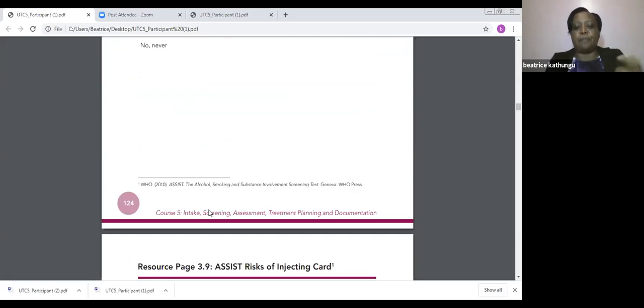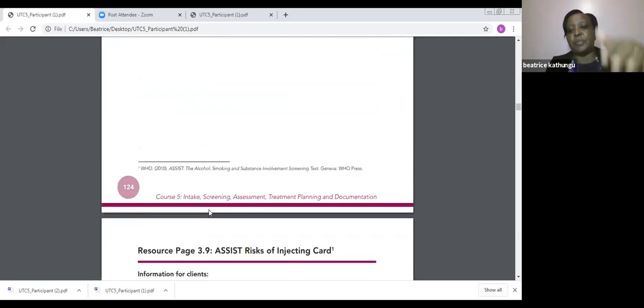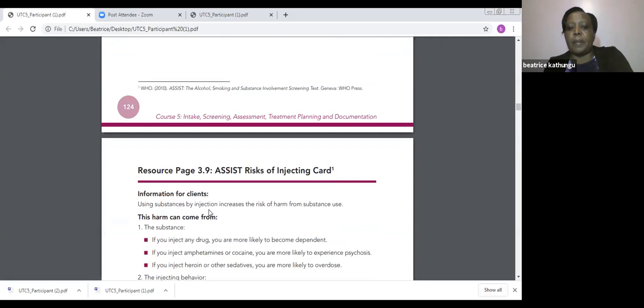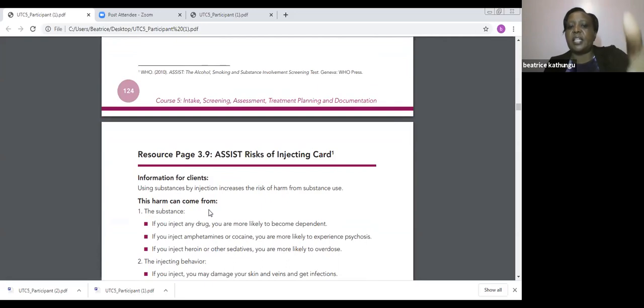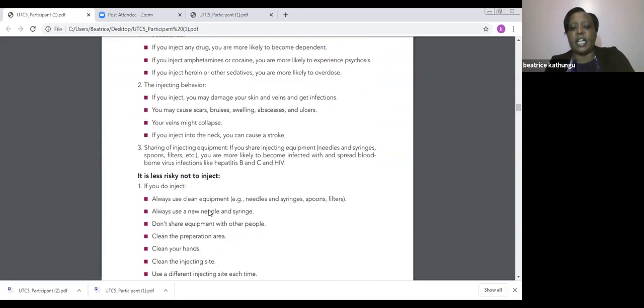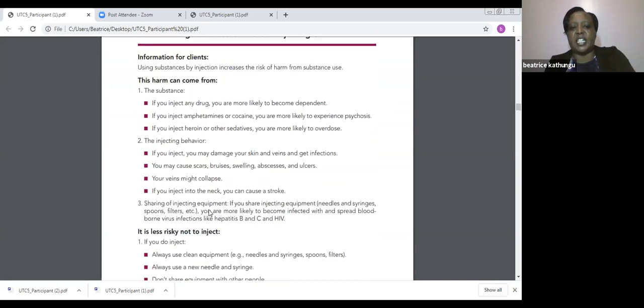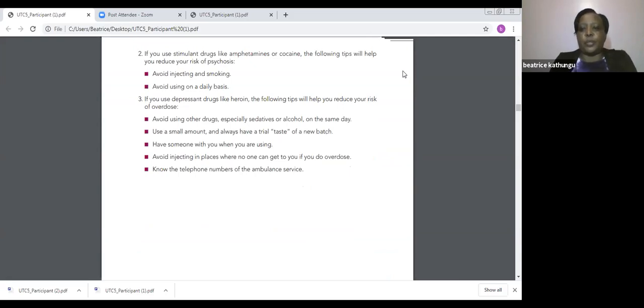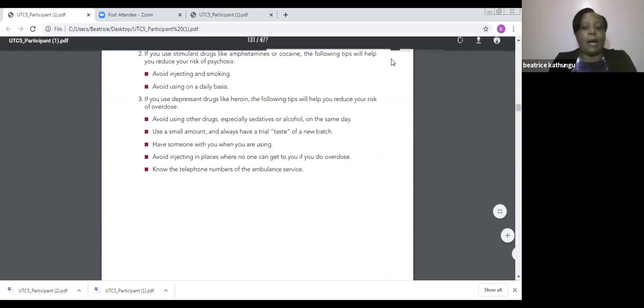The other important thing you will be seeing in these resource pages, which we won't necessarily use for the client right now, is information that can help you help the client. For example, question number 8 asks about the risk of injecting substances. There is a lot of information in these resource pages around the risks of injecting substances and what you should do with your client. For example, you assess their risk based on the information they give you around their patterns of injection. That is what I wanted to share from the participant manual about the ASSIST.